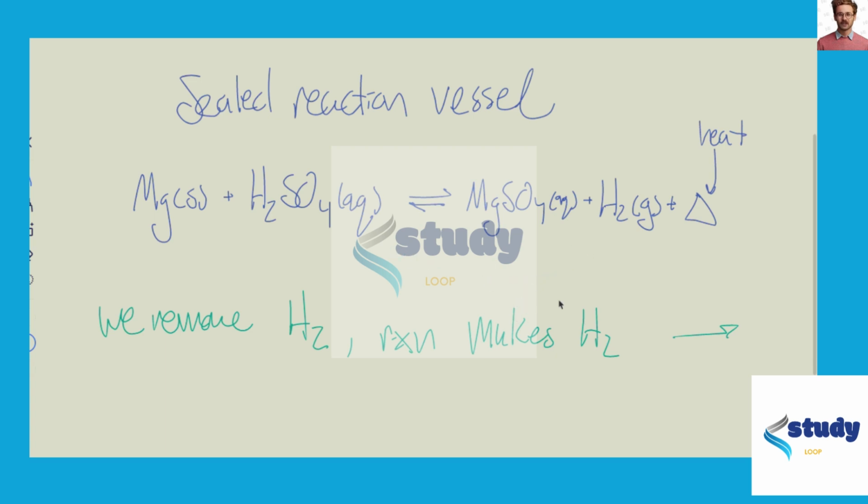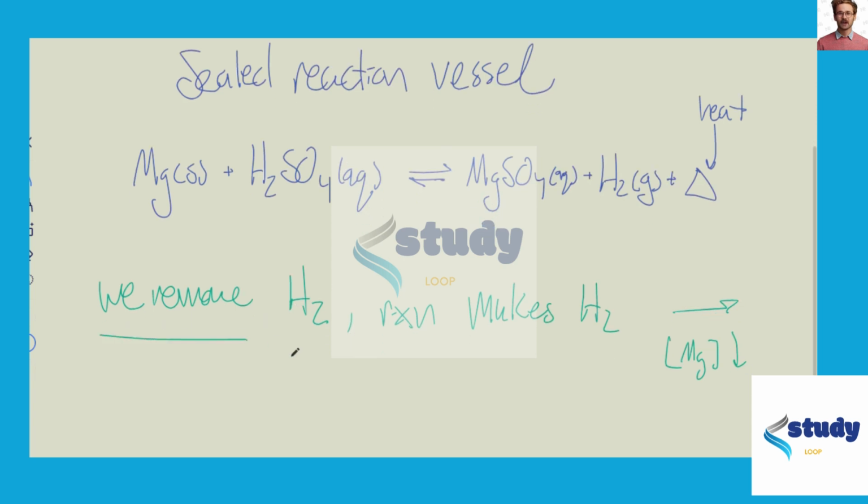And if the reaction pushes forward, what happens to the concentration of magnesium? Magnesium is consumed as we move left to right, right? So if the reaction pushes forward, magnesium concentration goes down. Okay, so that's the steps here. What do we do? What does the reaction do to counteract that? Does the reaction push forward or backwards? And then what does that mean for magnesium?